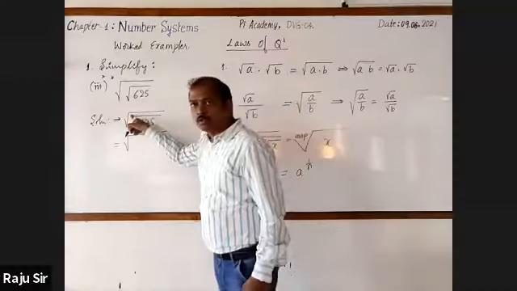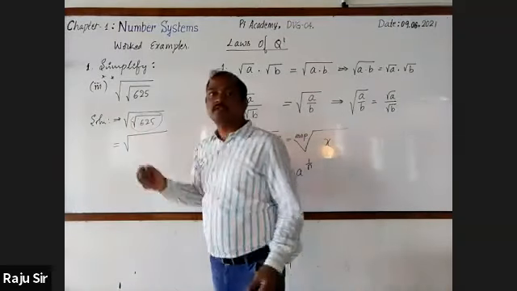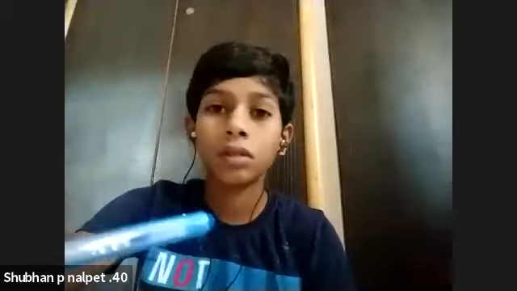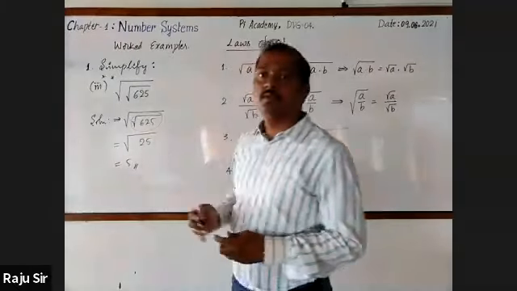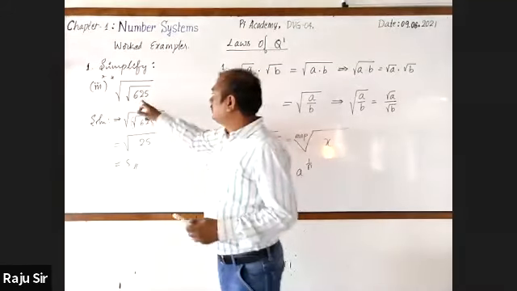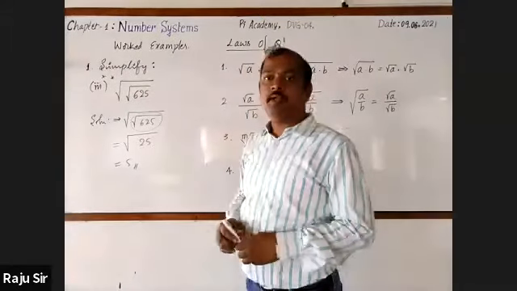I'll write the first root as it is and take only this much. What is the value of square root of 625? 25. Now we have square root of 25. What is the square root of 25? 5. The answer is 5. The value of square root of square root of 625 is 5.